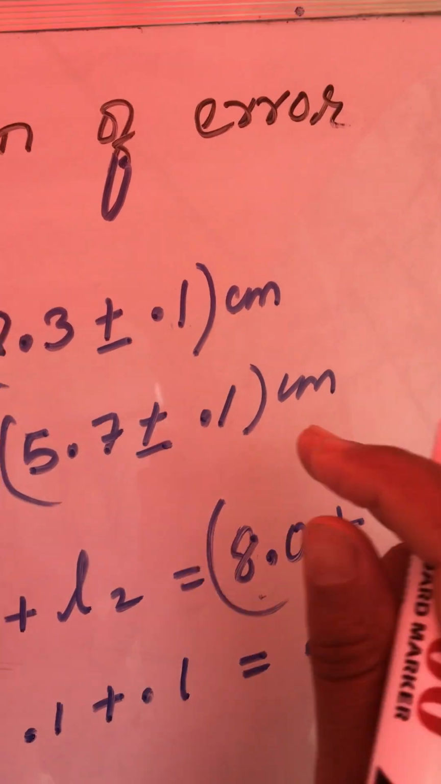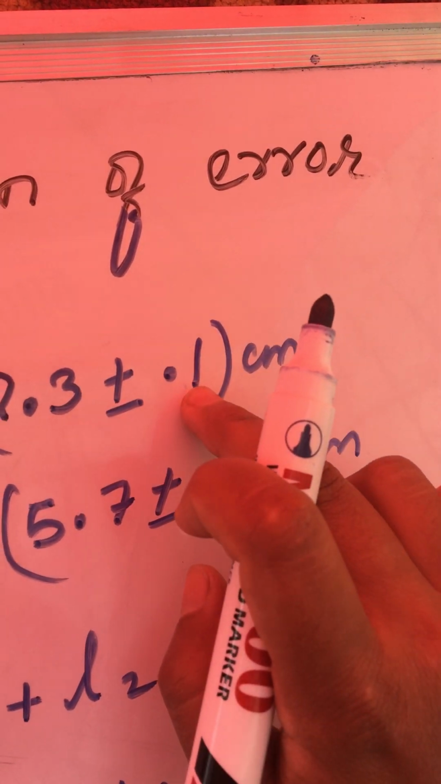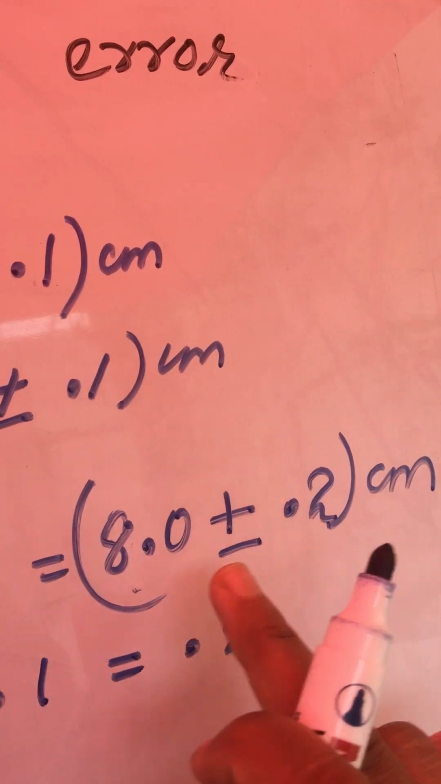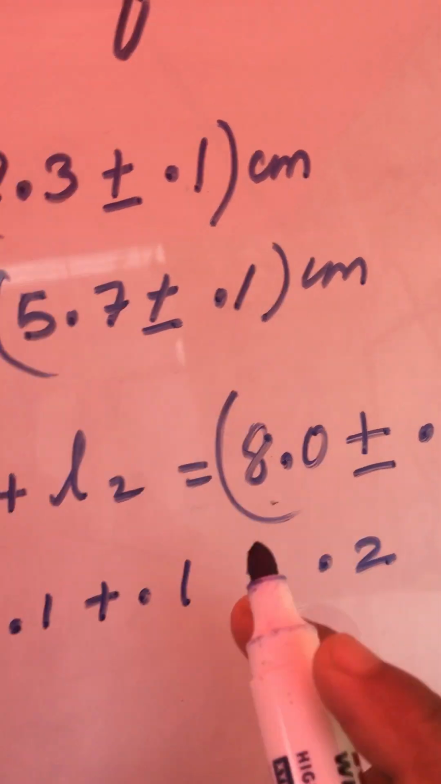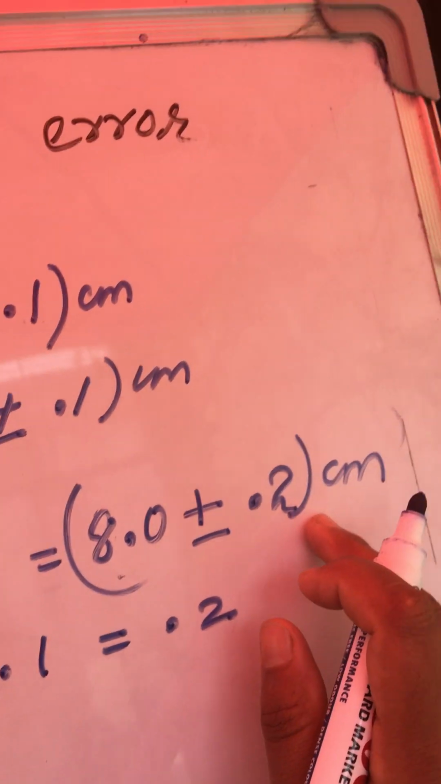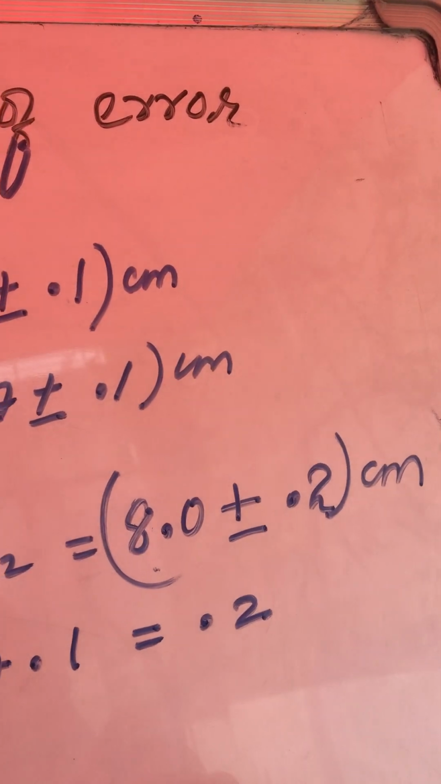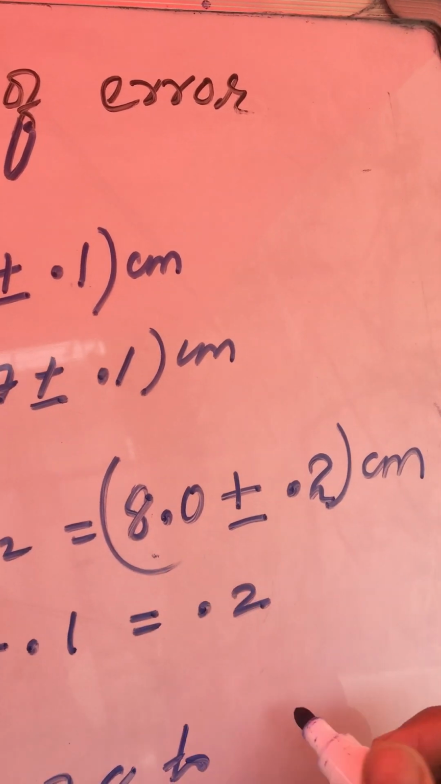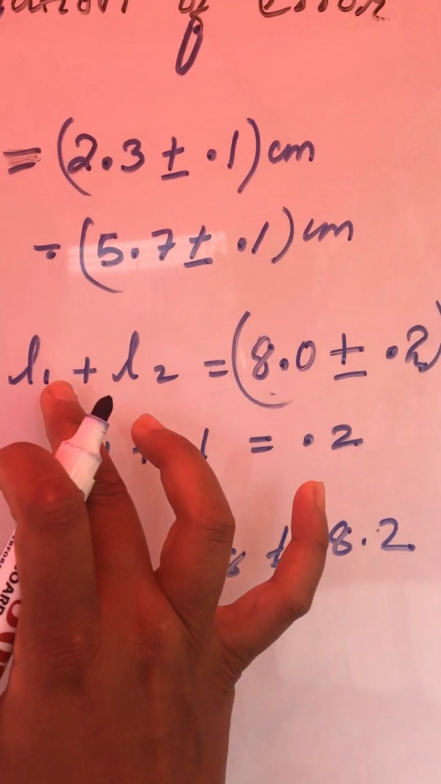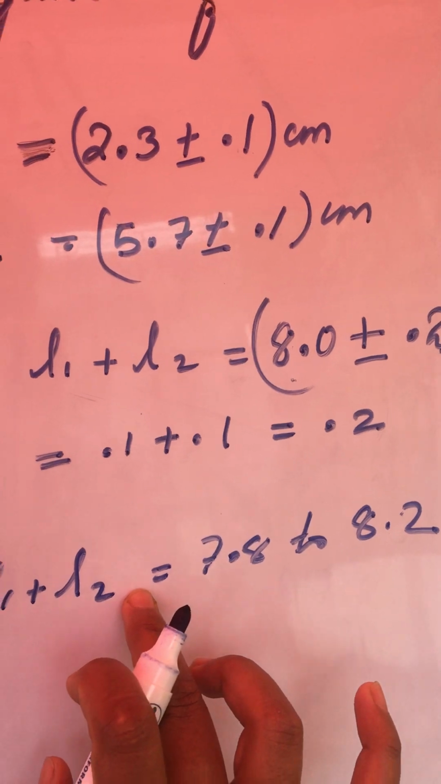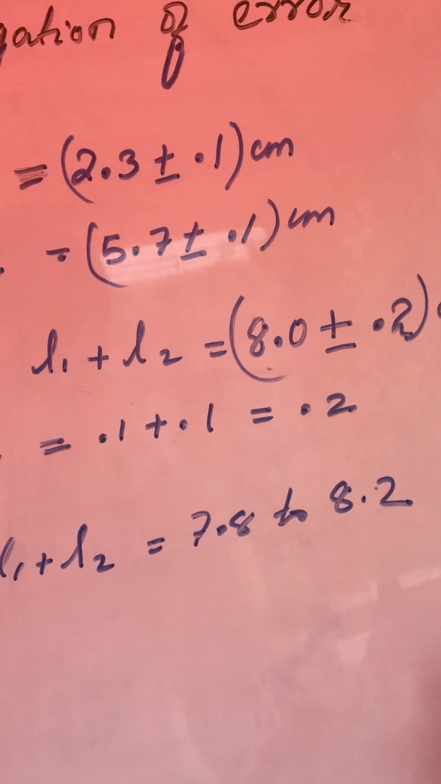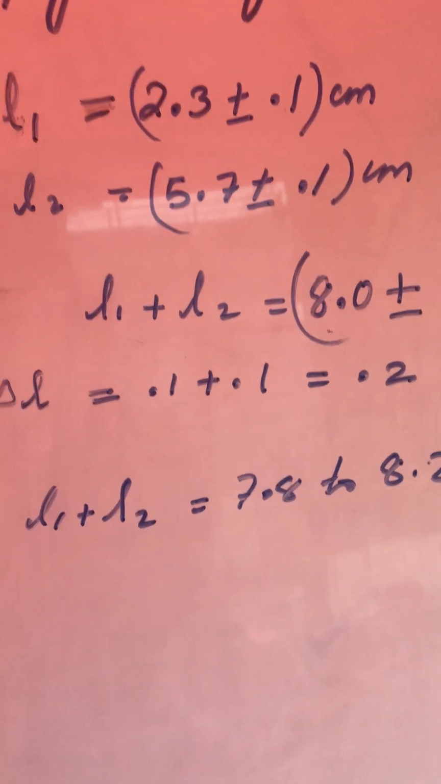So whenever this type of thing is there, you have to treat the error separately. So the uncertainty increased or not? See, for L1 plus L2, what is the level of uncertainty? If you subtract and add the error, this will be 7.8 to 8.2. So the true value for this measurement L1 plus L2 will lie in between this. So this is a range. The real value will be between 7.8 and 8.2.